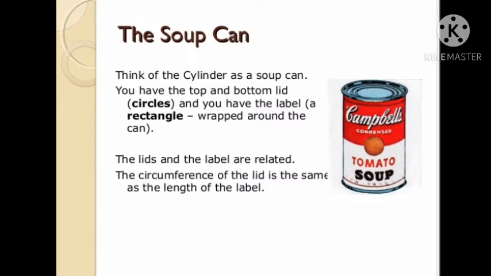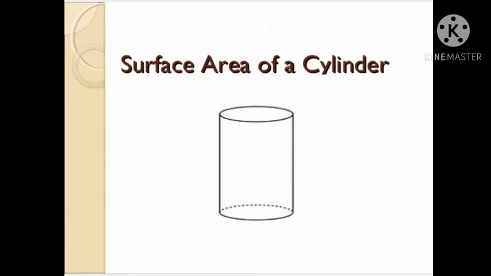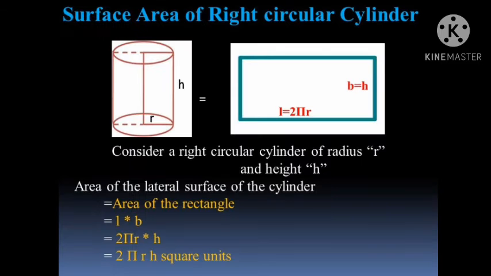Observe the picture. Think of the cylinder as a soup can. You have the top and bottom lid. Its shape is circles and you can have the label, a rectangle wrapped around the can. The lids and the label are related. The circumference of the lid is the same as the length of the label. Next topic, surface area of cylinder.